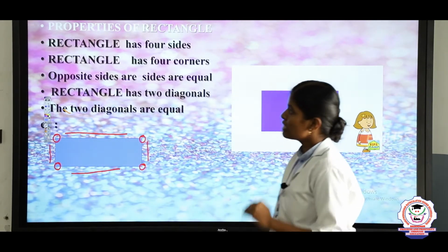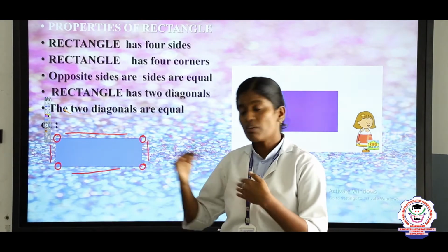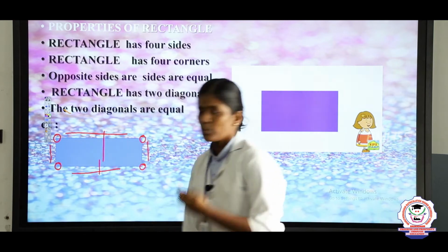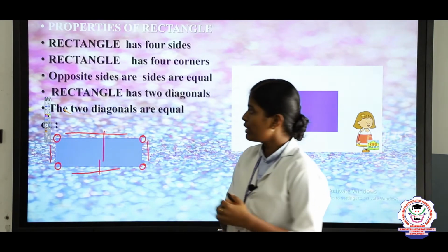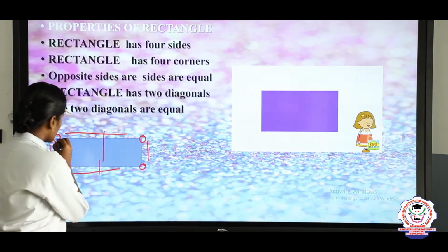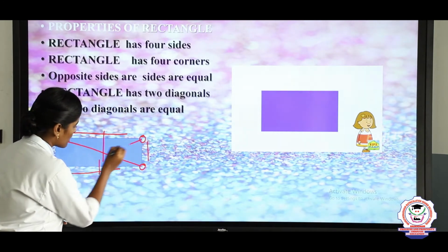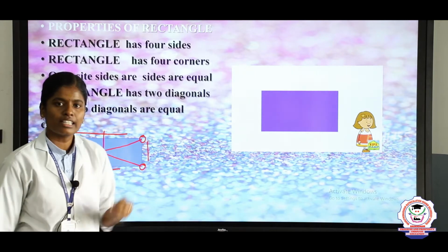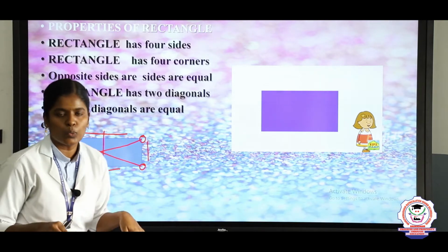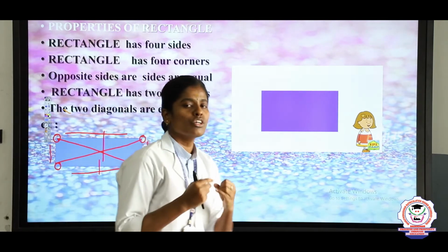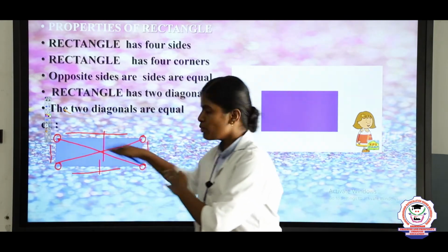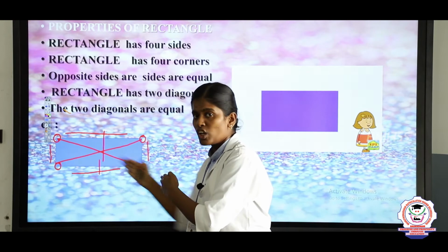And the next point is opposite sides of the rectangle are equal. And the next point is a rectangle has 2 diagonals. This is called diagonals. The 2 diagonals are equal. So what does diagonal mean? It means we use one straight line to join the opposite corners.